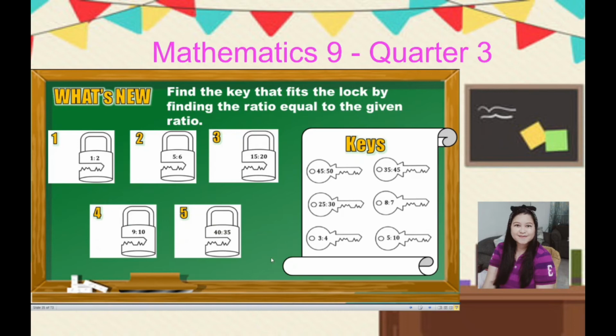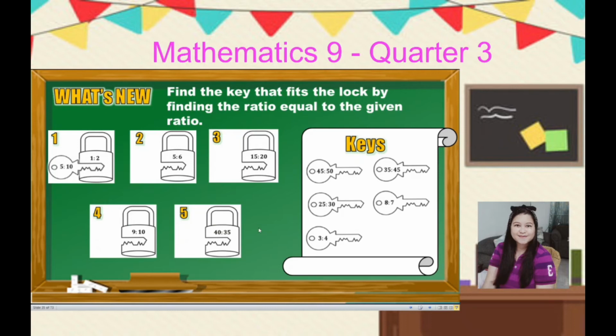So, for number 1, 1:2, alin kaya yon? Dahil ang given na sa number 1 ay simplest form, so therefore, yung hindi simplest yung kukuhanin natin. Alin kaya dito yon sa mga keys na to? Let's try the first one. Yan. That is 5:10. 5:10 is equivalent to 1:2. Bakit naging equivalent sila? Kapag yung 5:10 ay dinivide natin kay 5, that will be 1:2.